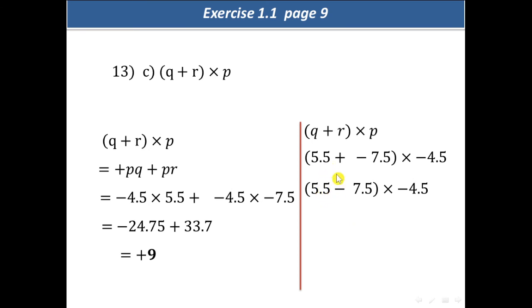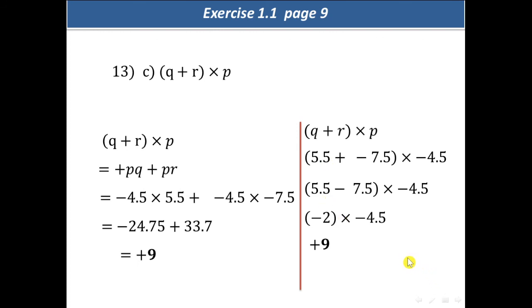So plus 5 plus minus is minus, okay? Multiplied by what's outside here is what you see here. So plus 5.5 minus 7.5 is minus 2. Still we are in between the bracket. And then minus times minus gives me plus, and 2 times 4.9. You have the same answer. But in this way, I think maybe for most of you it is less complicated.